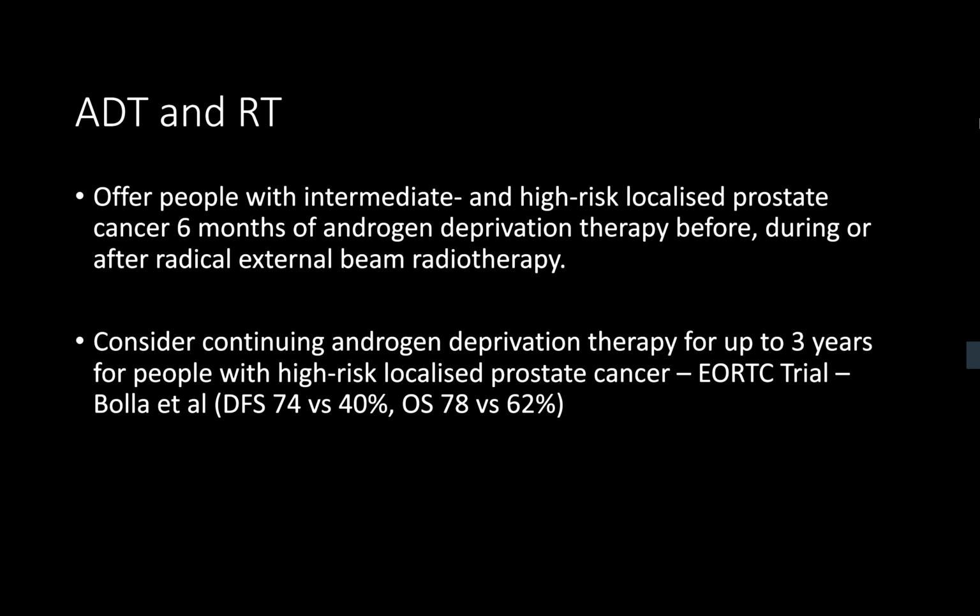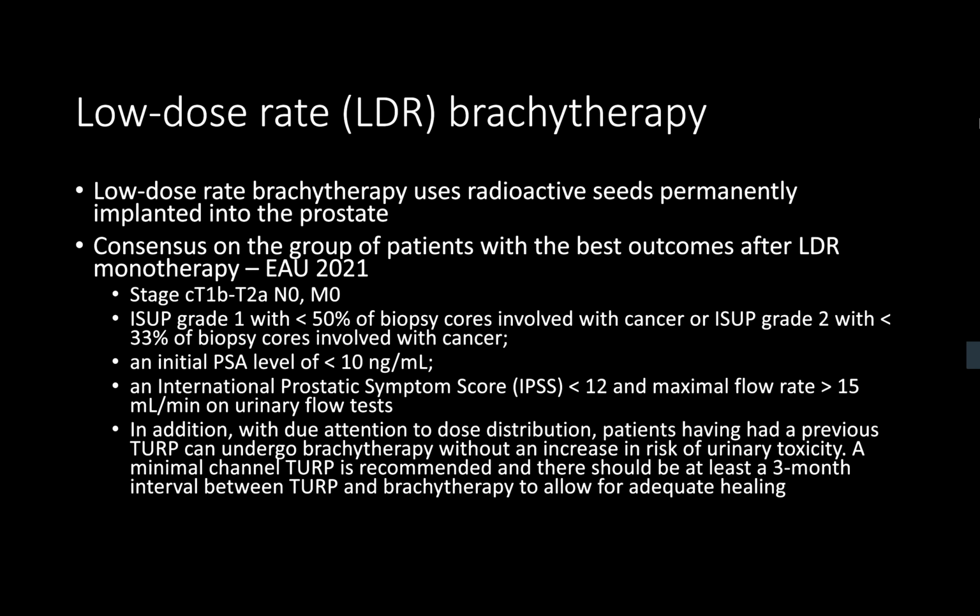Good. For high risk people, if we have androgen deprivation treatment continuing for 3 years, as per the EORTC trial or Bolla et al., disease-free survival is 74% versus 40%. Overall survival is 78% versus 62%. Okay, what do you know about brachytherapy?